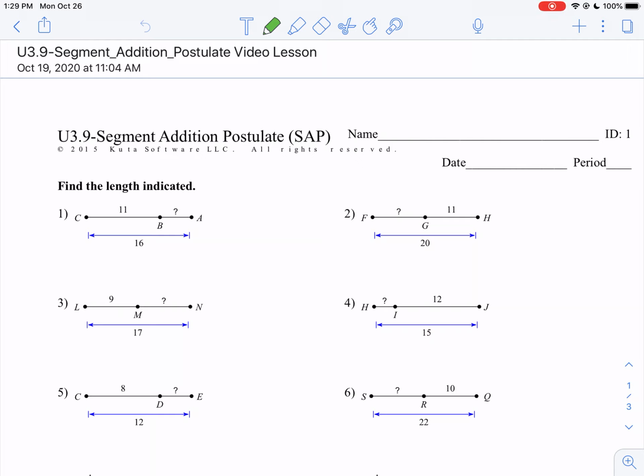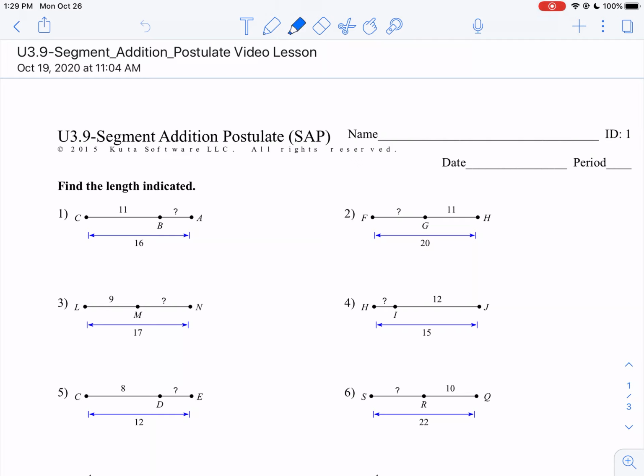Okay, we are working on week 8 material. That's 3.9 and 3.10, the segment addition postulate. Okay, so here you have number 1. What we are going to do is I'm going to color code this for you just because it's easier for you to see, and also model how you should be doing these problems.